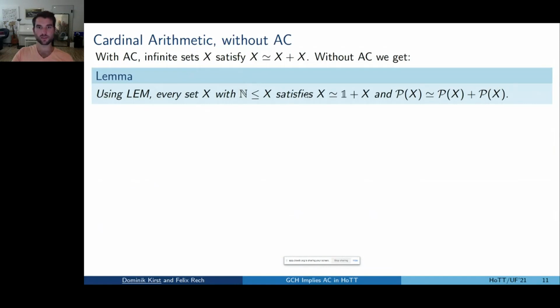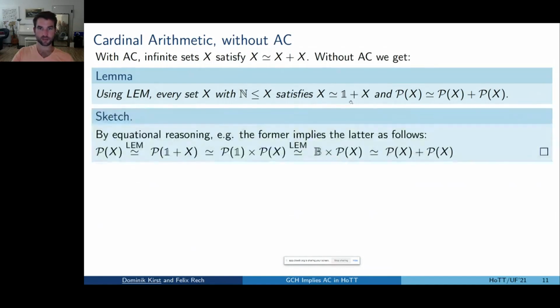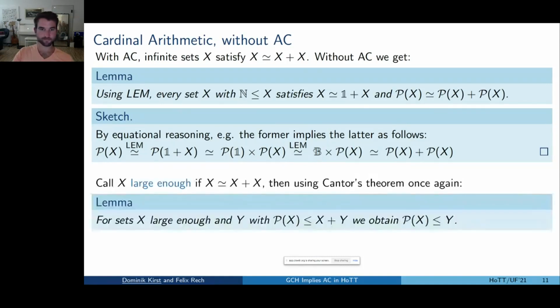And as an intermediate step, we also show, for instance, that you can add a point to the set without increasing it. And the proofs are mostly by constructing equivalences and then doing some equational reasoning. For instance, that's the derivation of the equivalence between the power set of X and 2 times the power set of X. And here, for instance, you see where classical logic is needed. We need to rewrite the power set of the singleton type with the Booleans, and that's, of course, classical. Okay. We can then call a set large enough if it satisfies the property that we are actually interested in. So you double it and it doesn't increase.